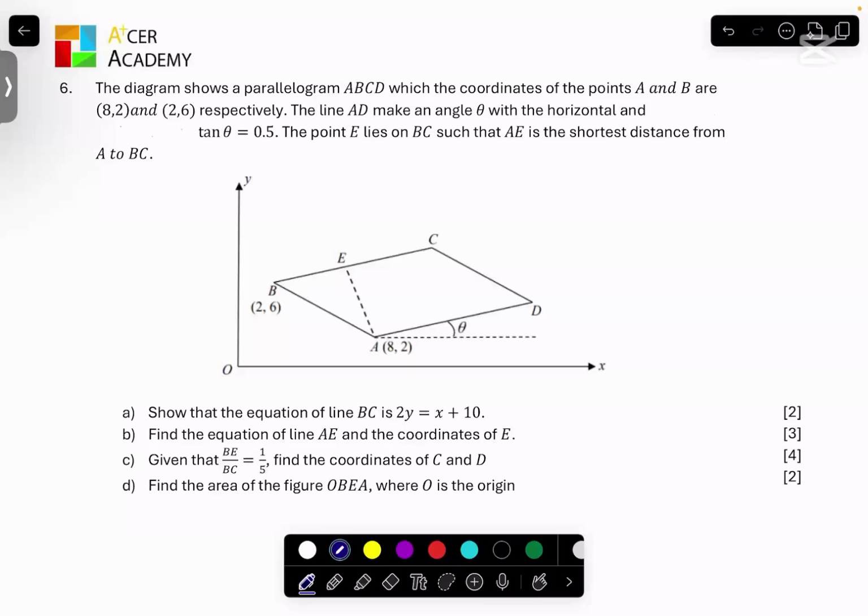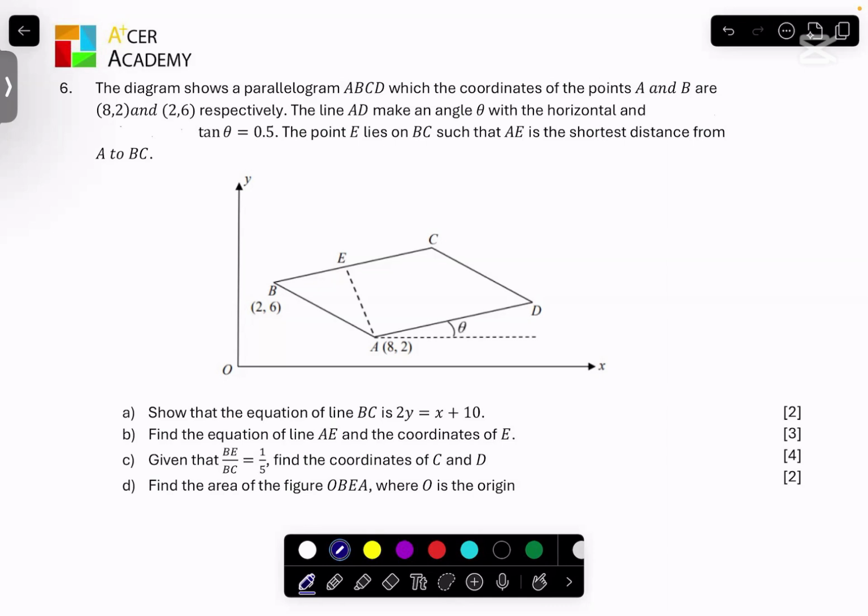Okay. Diagram shows a parallelogram ABCD in which the coordinates of the points A and B are (8, 2) and (2, 6) respectively. The line AD makes an angle θ with the horizontal and tan θ = 0.5. All right, so the point E lies on BC such that AE is the shortest distance from A to BC.